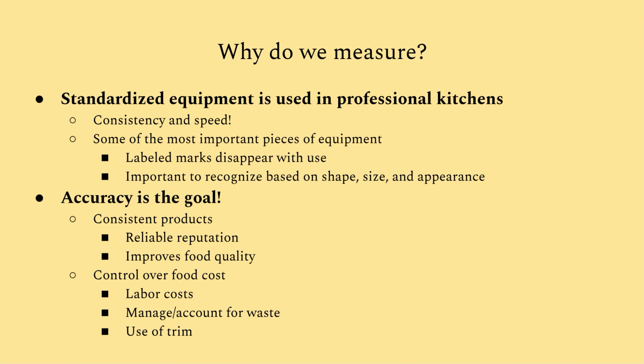In the end, we are measuring for accuracy. Accuracy is the goal. We want to have consistent products because consistent products for customers means we are a reliable business. We have a reliable reputation, and potentially it could improve the food quality. So there is no, "Oh, it was better last week," or "When so and so worked here, that's when it was good." We want to avoid those claims that customers often make when they can see changes in a business and don't really know why.